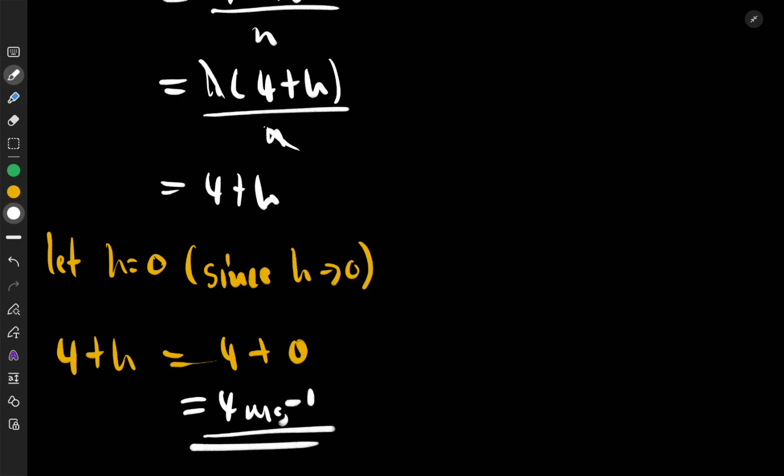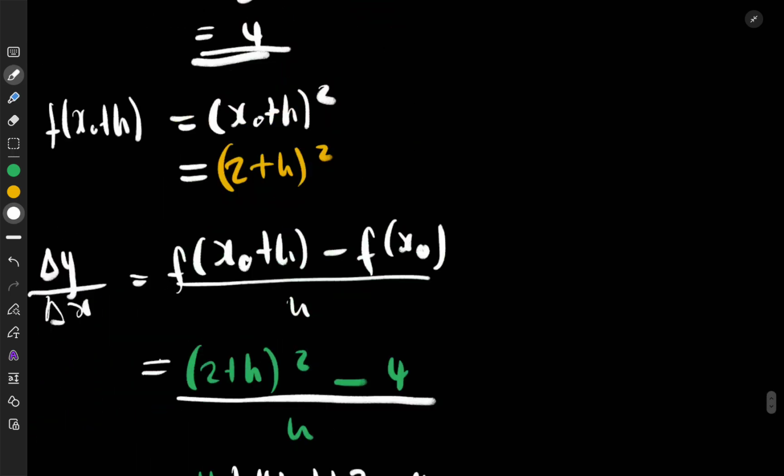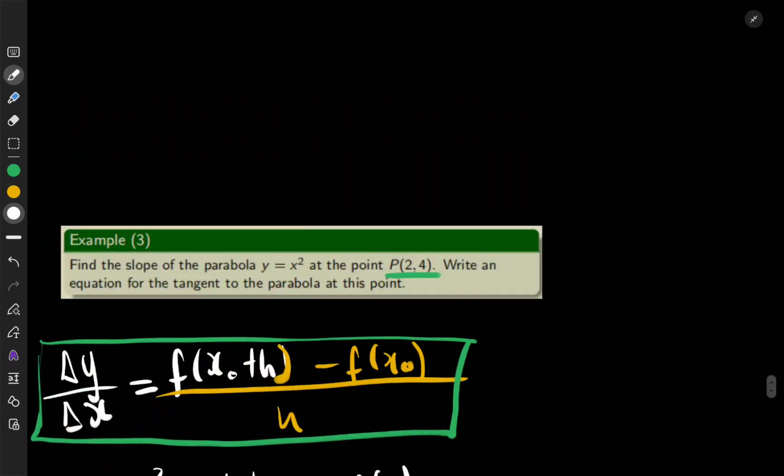So this becomes your average speed, and you are done. Your instantaneous speed, I'm sorry. And you're done. You get 4 meters per second again. Now, the question was not just to do this. The question was to find the slope.